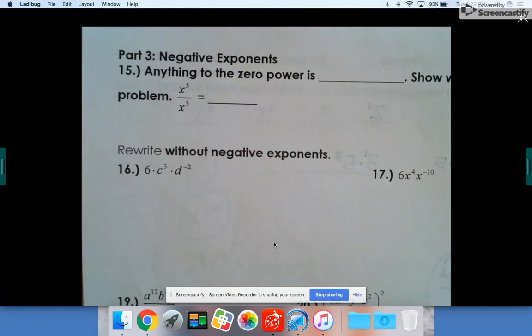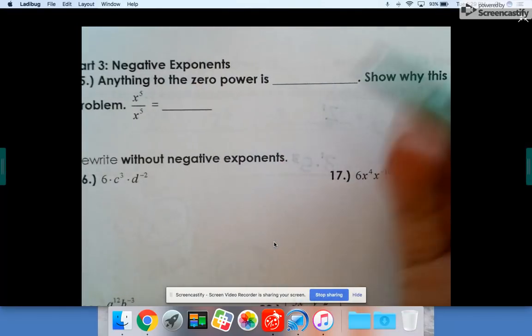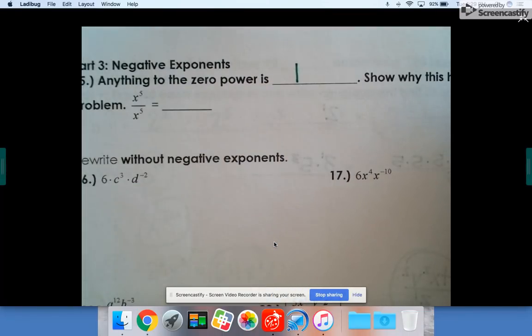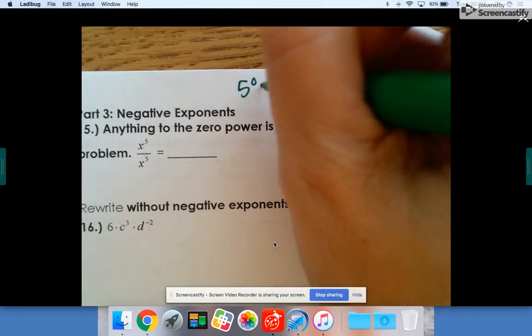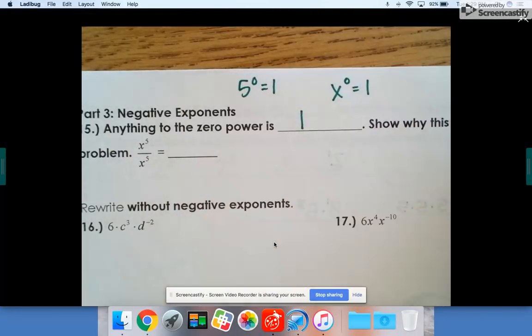Okay, let's go ahead and get done with this last page. This is part 3. This is negative exponents. So anything to the 0 power is 1. This is very important that you guys know this. So that means that if it's 5 to the 0 power, it equals 1. If it's x to the 0 power, it equals 1. Anything to the 0 power equals 1.